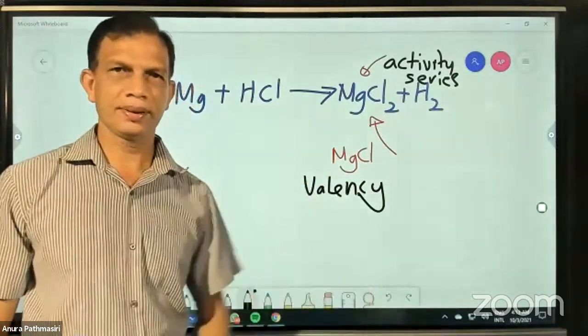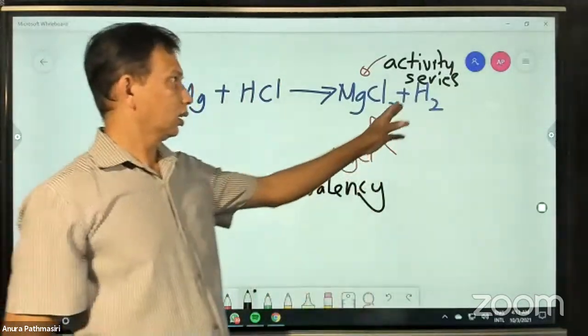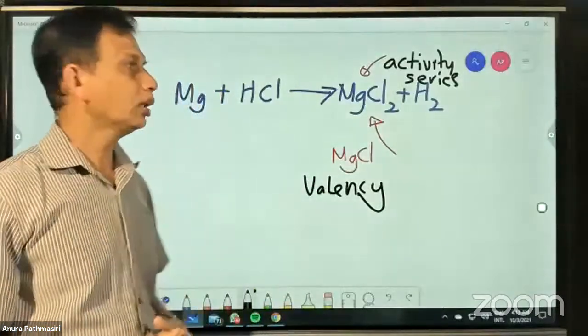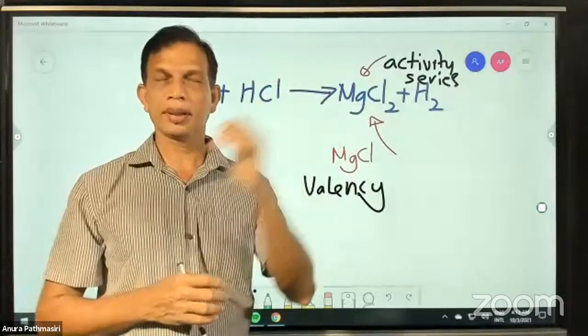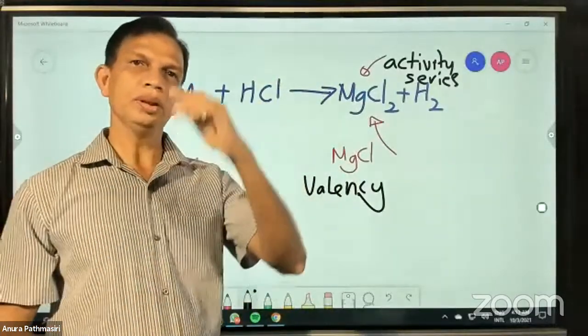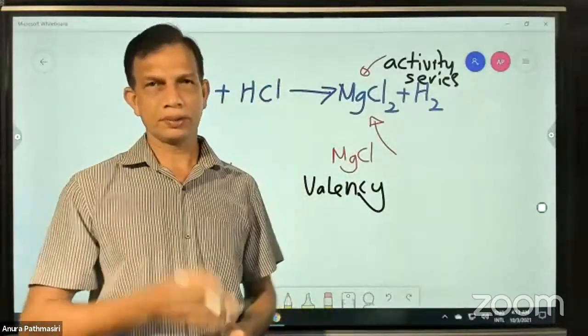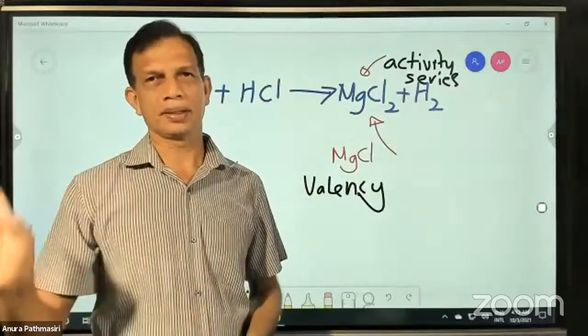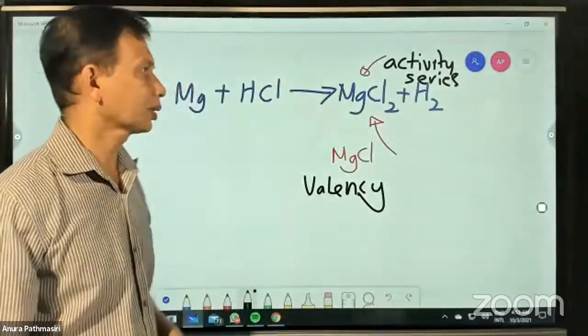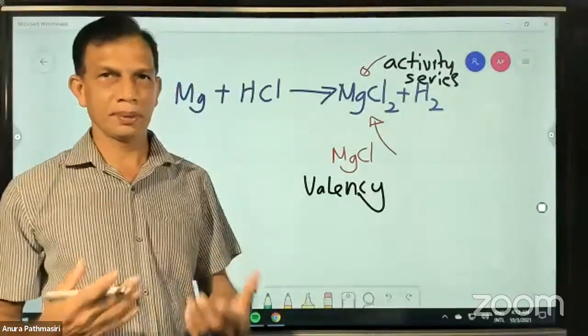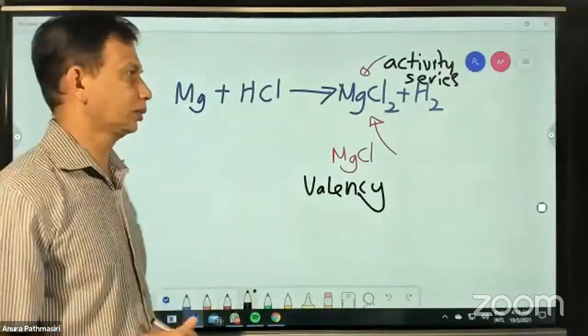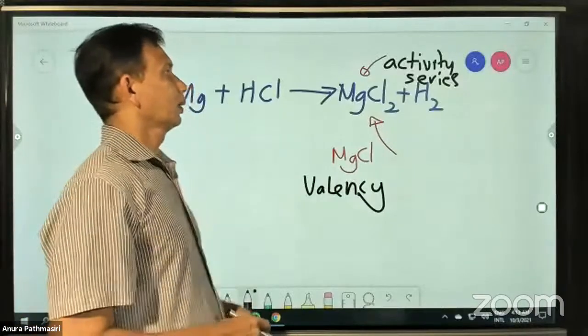If you know the activity series, then it will be fine. In the activity series, there are positions. The metal with the higher reactivity gets a chance of displacing the weaker one. So it depends on the relative position that particular metal has.